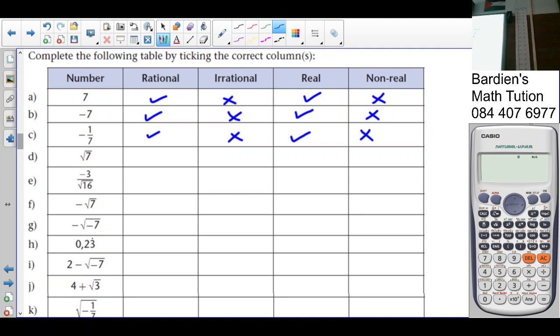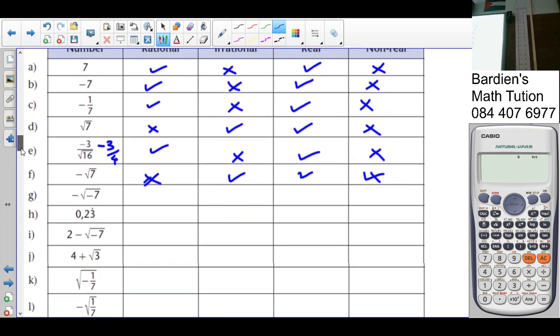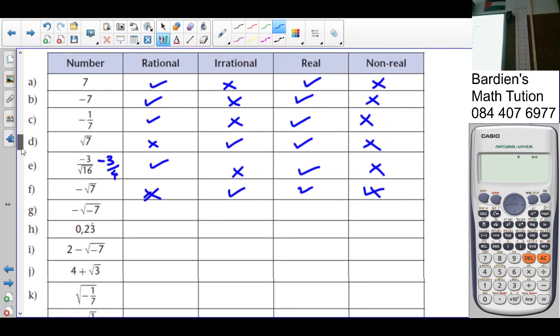Square root of 7, say surd, so it's irrational, it's real. Negative 3 over root 16, now root 16 is 4, so that's negative 3 over 4, not so. So that is rational, not irrational, real, and not non-real. Negative root 7. Is it rational? No. Is it irrational? No. Is it real? No, it's non-real.